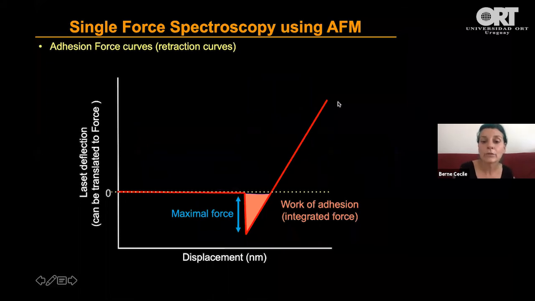Based on those retraction curves, we can learn two things. We can learn the maximal force we need to retract the tip from the sticky sample. And also this area is what we call the work of adhesion. And I'm going to use those numbers more anyway.